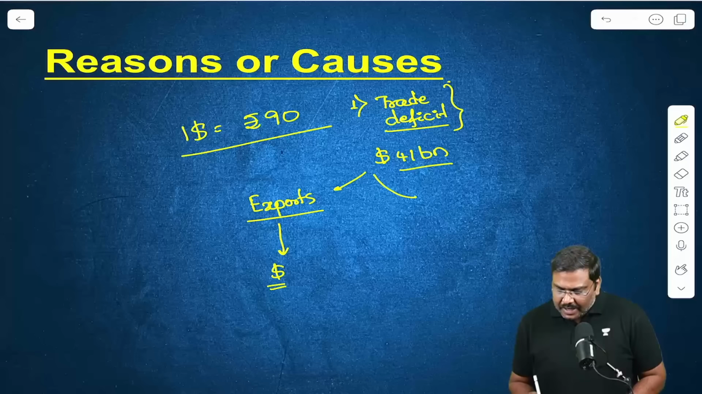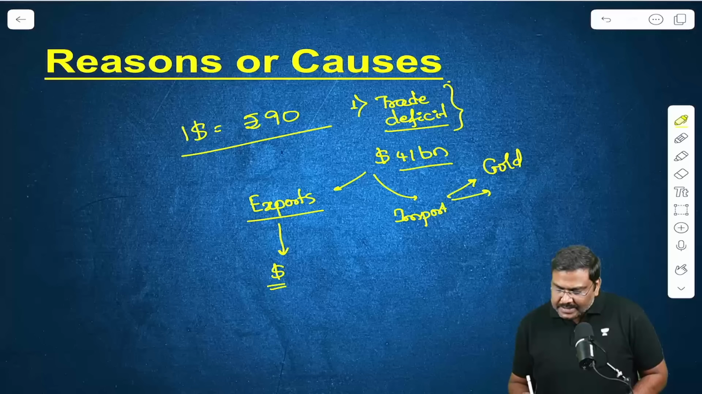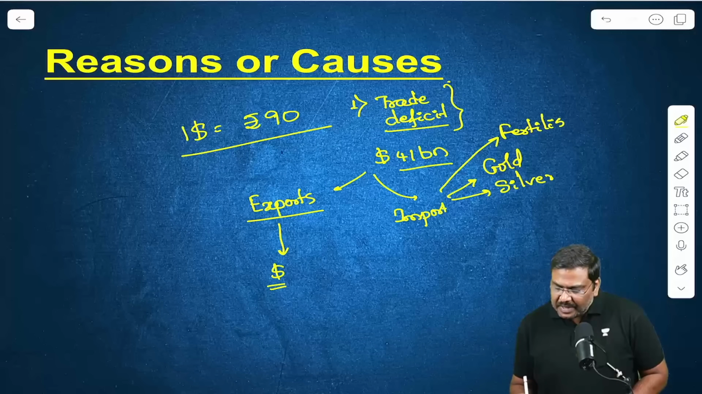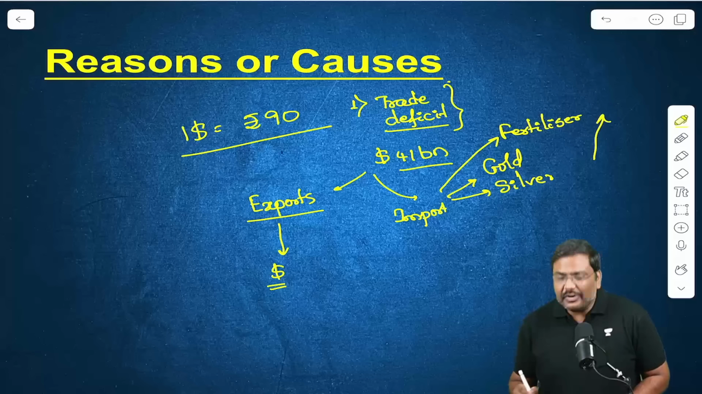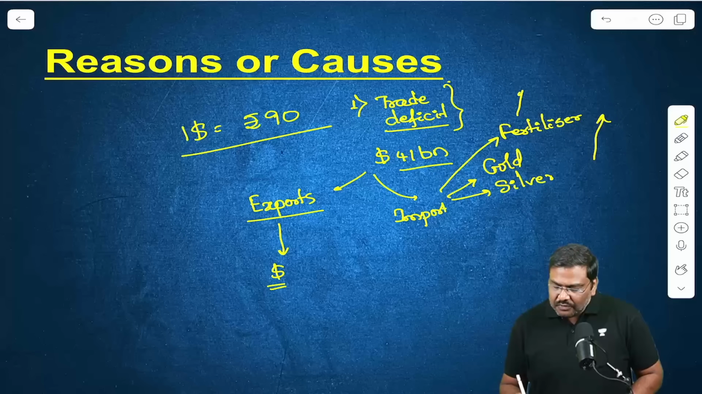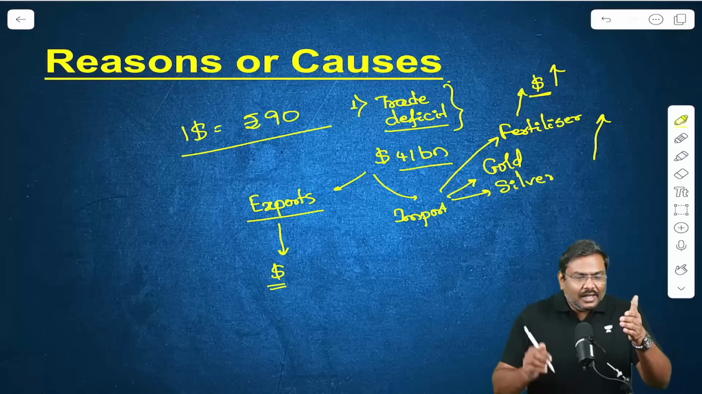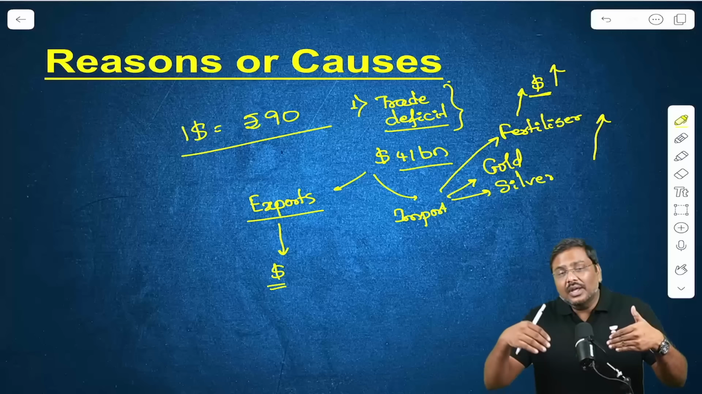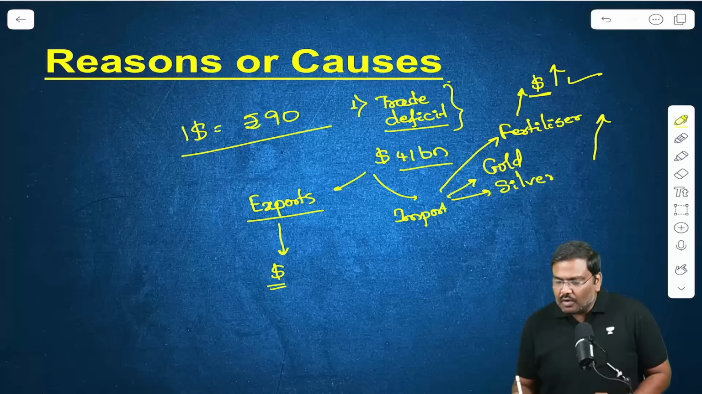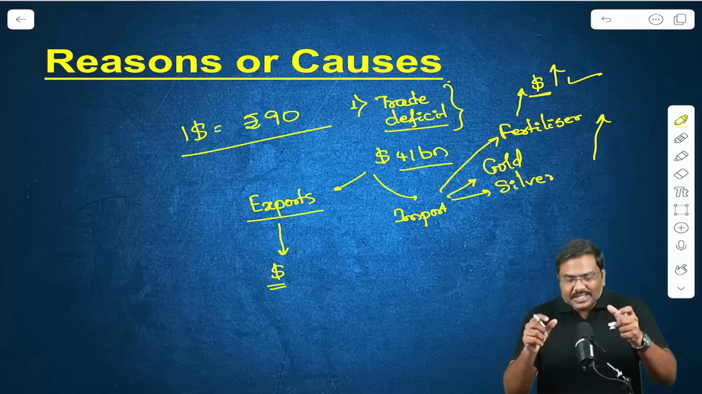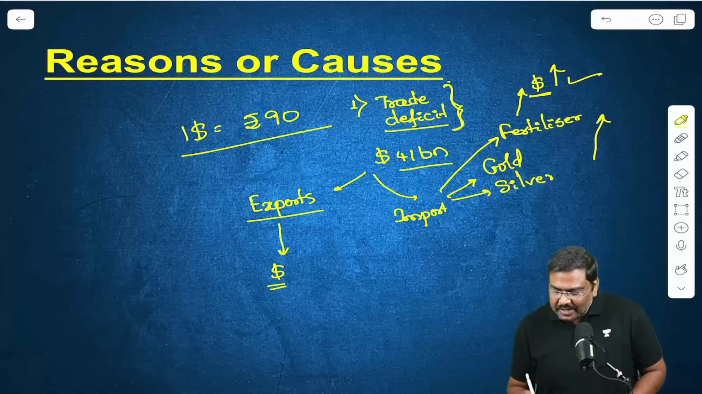And on the other hand, India's imports of gold, silver, fertilizer, etc. rose in value, and as a result the dollar outflow increased. So on one side, dollar inflow has gone down, and on the other side, the dollar outflow has increased. This actually is nothing but trade deficit.